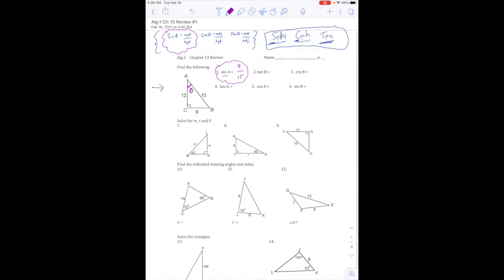If you want to reduce that down to 3 over 5, that's A-okay. You can divide the top and bottom by 3. And 9 divided by 3 is 3, 15 divided by 3 is 5. So you can write it as 3/5 as well.